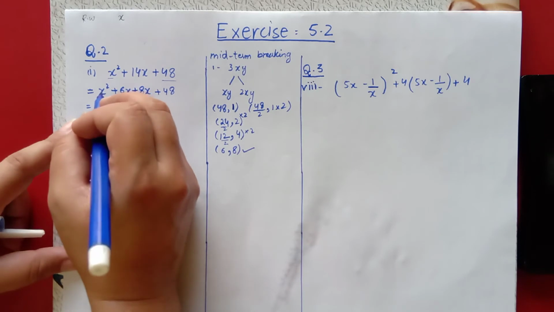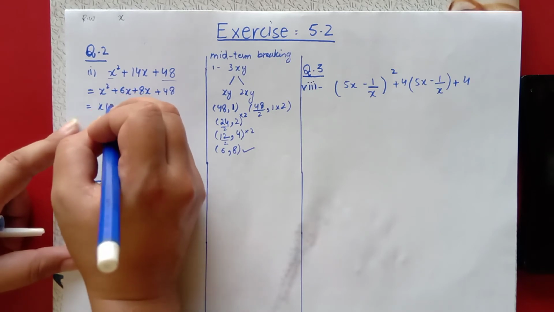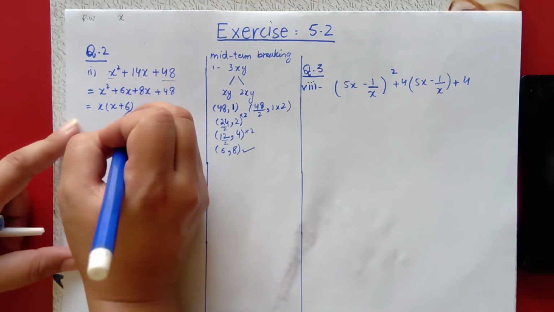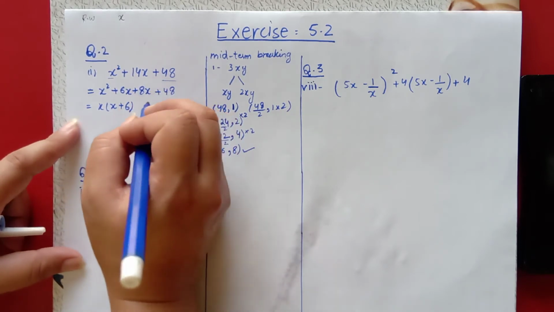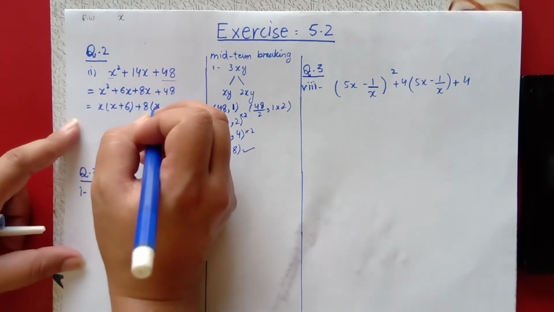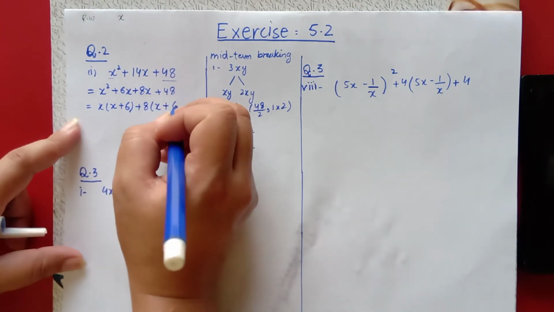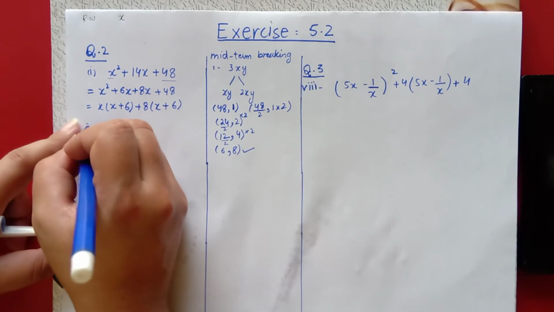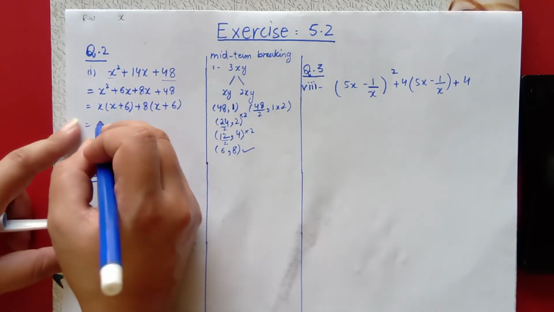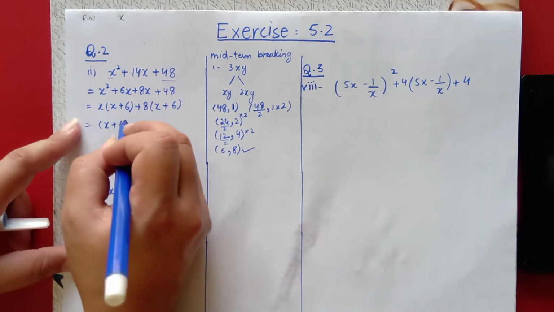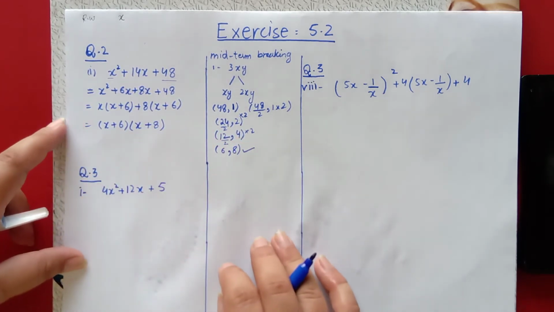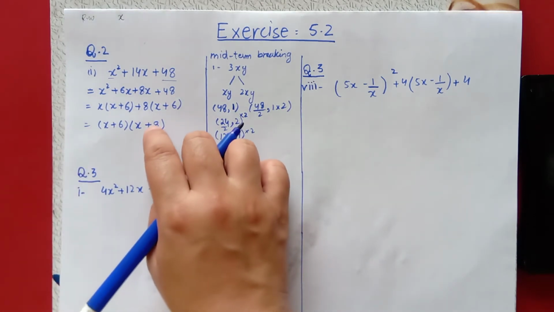If I take x common, here x will be left, and here in the second term we will be left with plus 6 only. Now we can take 8 common from these two terms, and if I take 8 common, we get x plus 6, right? Now you can see that we can take x plus 6 common from these two terms, so we take x plus 6 common and we will be left with x plus 8. So that's all. We have solved this question.